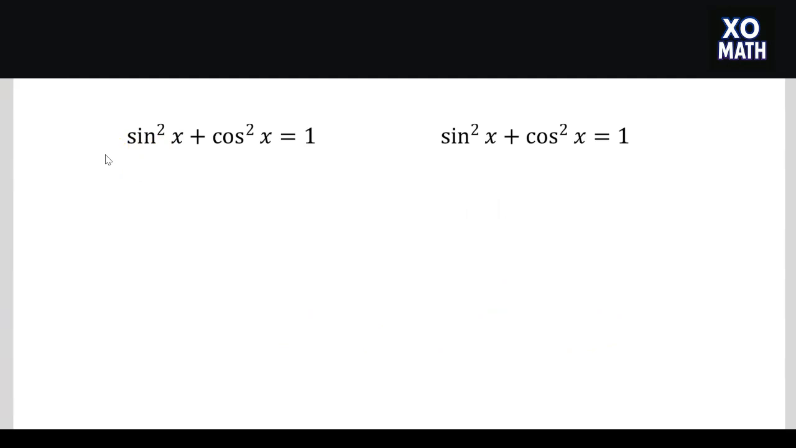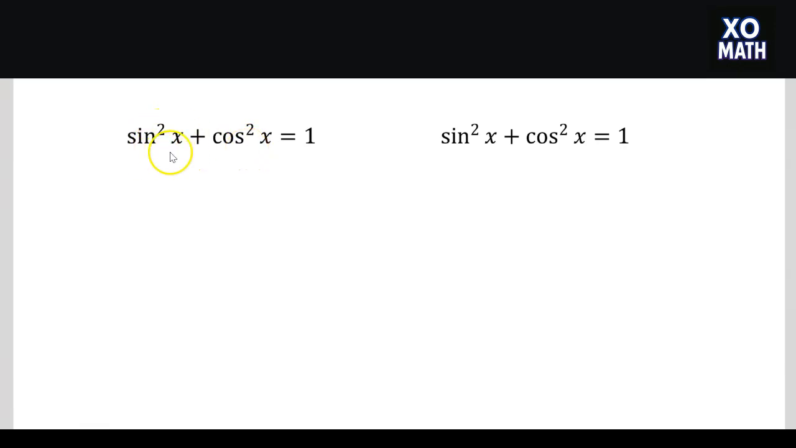Let's jump into it. Students typically have an okay time remembering the main Pythagorean identity, sine squared x plus cosine squared x equals 1, but they struggle to remember the other two Pythagorean identities. So let's talk about how we can start with this one and derive the other ones.